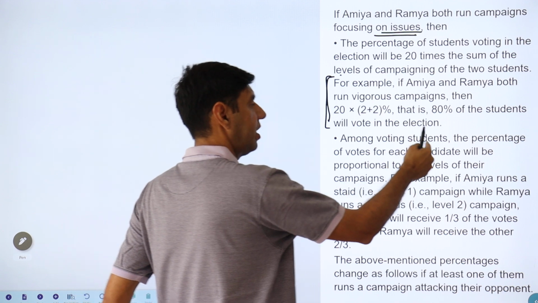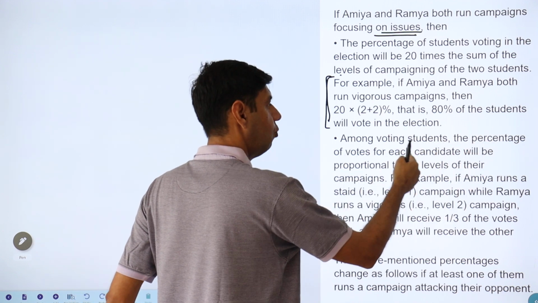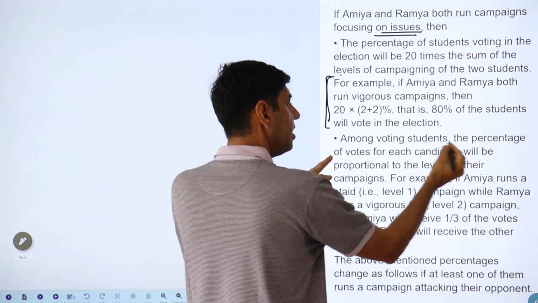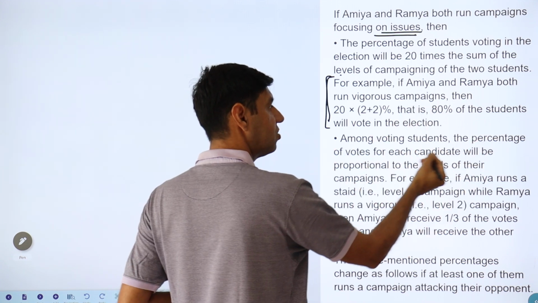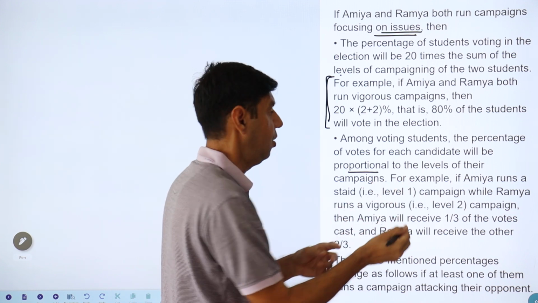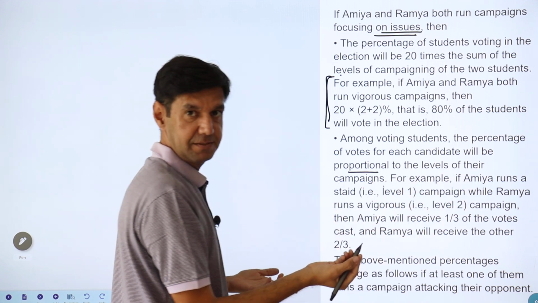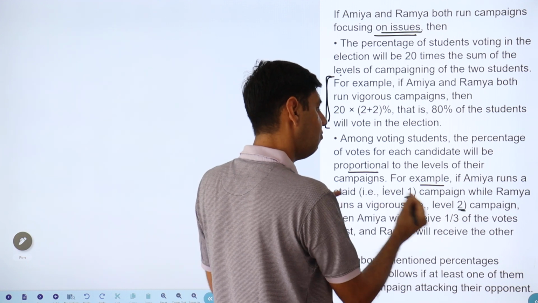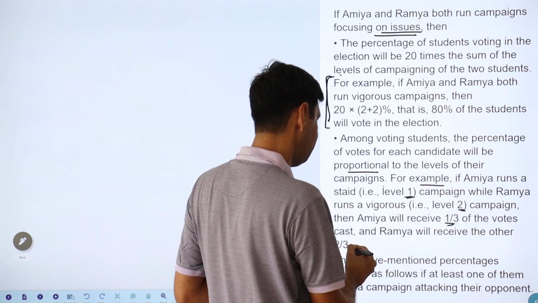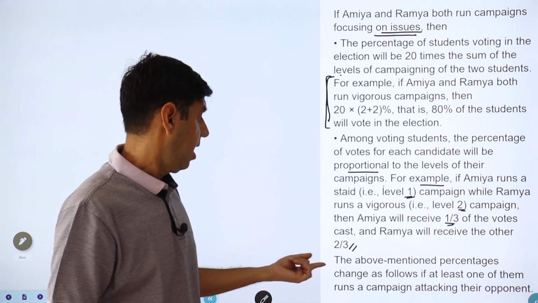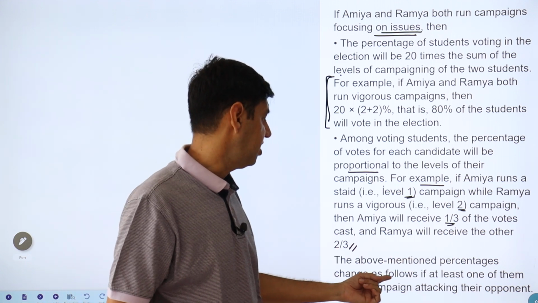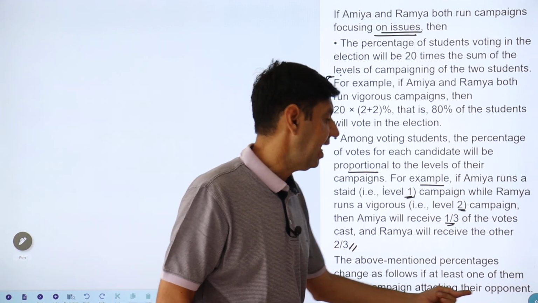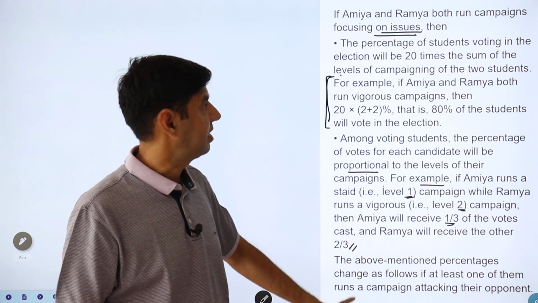And amongst the voting students, so these 80% are voting, the percentage of votes for each candidate will be proportional to the levels of the campaign. And again an example is given. If one is level 1 and the other 2, then the level 1 candidate will get 1/3 and the level 2 candidate will get 2/3. And the above mentioned percentages change as follows if at least one of them runs an attacking campaign. So we have a third slide also.